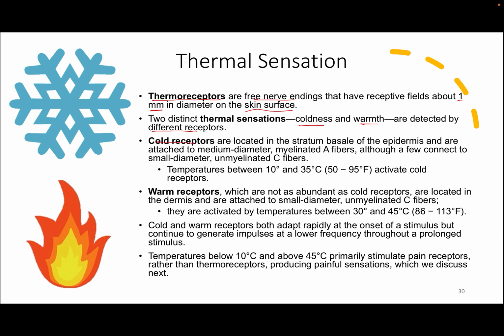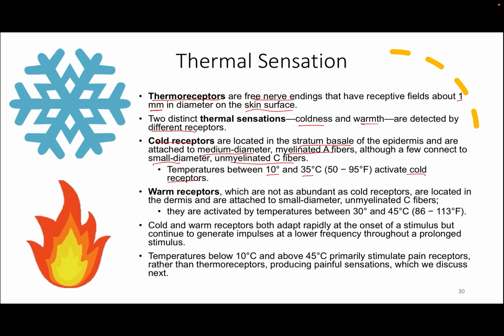Our cold receptors are going to be located in the stratum basale of our epidermis and are going to be attached to medium diameter myelinated A-type fibers, although there are some of the small diameter unmyelinated C-type fibers as well. These are going to detect temperatures between 10 and 35 degrees Celsius to activate our cold receptors.